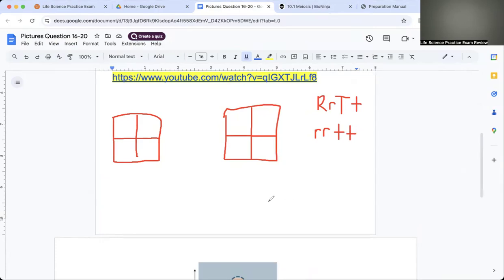All right, so basically what we're going to do is do the R's on one Punnett square and the T's on another. So I've got parent 1, capital R, little r, and parent 2, little r, little r. So I'm going to do my Punnett square, put them both together. Pull the big R, pull the little r, pull the little r, pull the little r. Big R, little r.